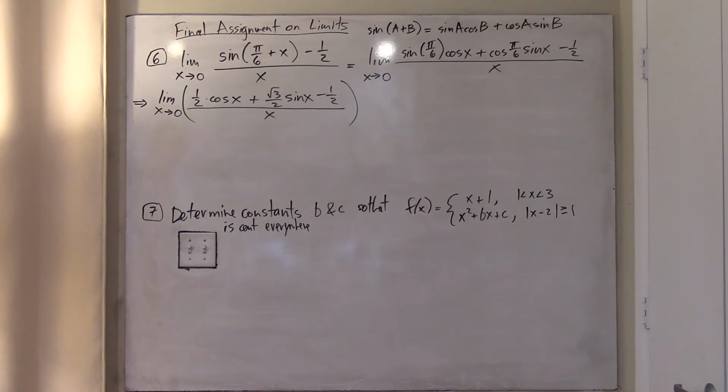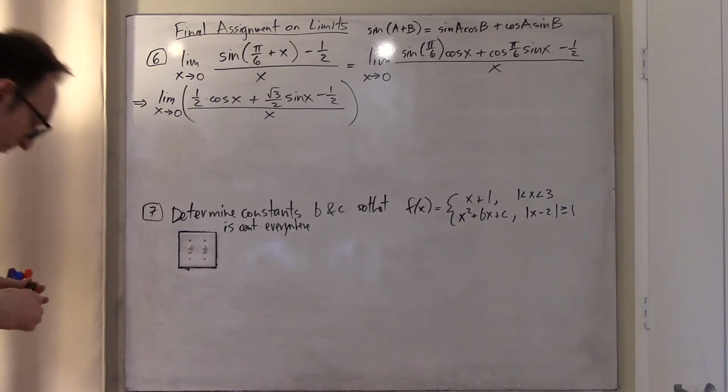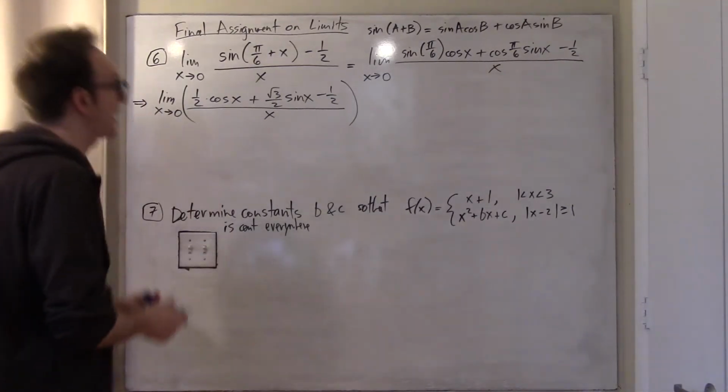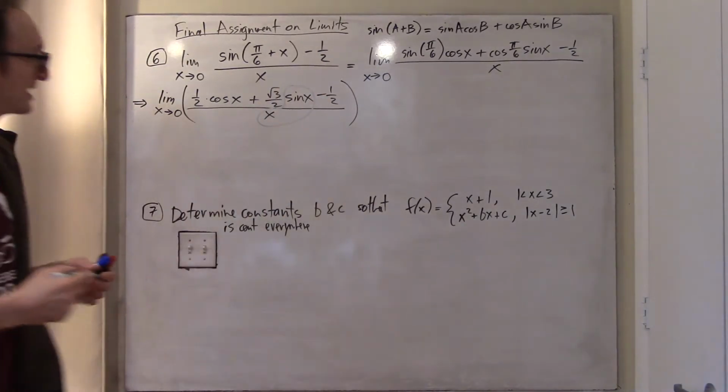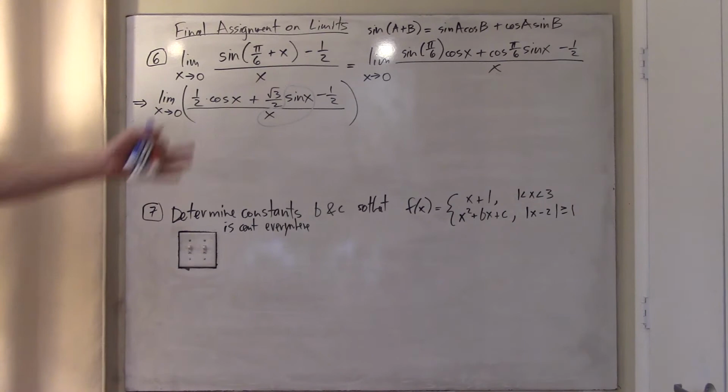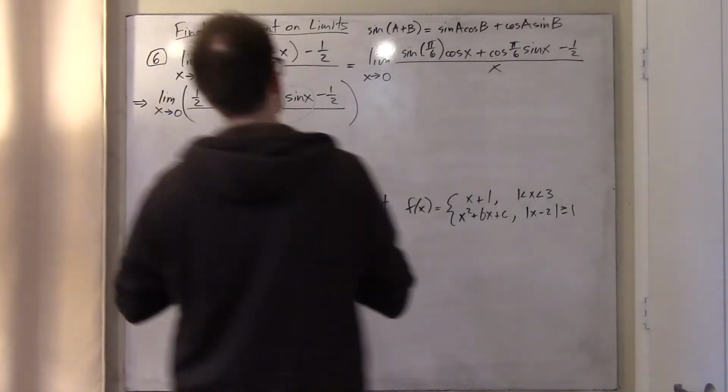And okay, something is just jumping out at me. What's jumping out at me is this sine x over x. You have to know what you're doing well enough that you notice that sine x over x goes to 1. And since sine x over x is 1, it suggests that I should split up this fraction into 2 pieces. And so that's exactly what I'm going to do now.